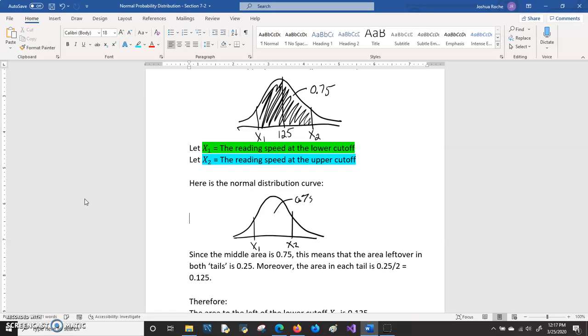And so that means that the tails, these leftover tails, make up the remaining 0.25. The total area of the curve is 1, so here and here that would account for the remaining 0.25. And that means that each tail is 0.25 divided by 2. So this tail is 0.25 divided by 2, which is 0.125. And the other tail is also 0.125.